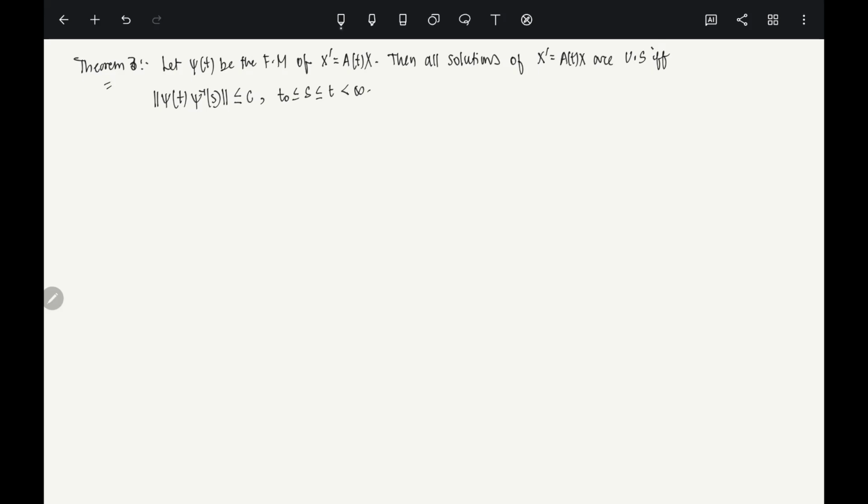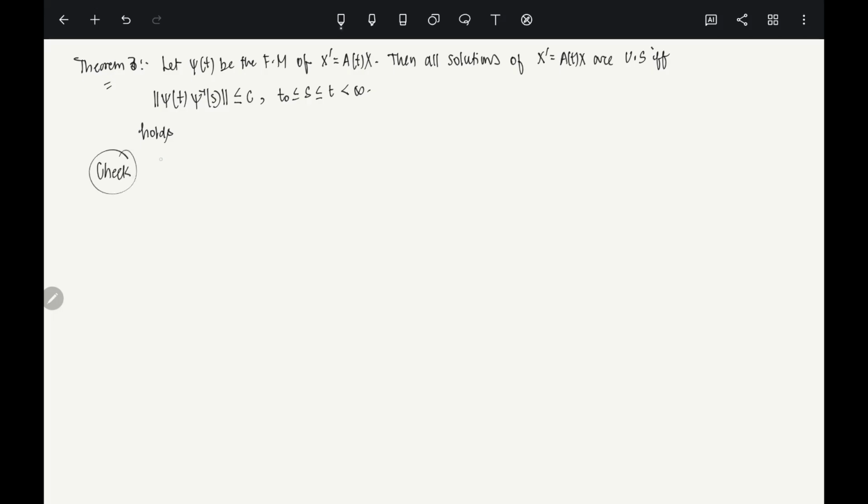So when is it uniformly stable? If and only if this particular condition holds. Okay, so this is the theorem. Right now, one part I will leave for you. Check this part. This you have to do yourself.